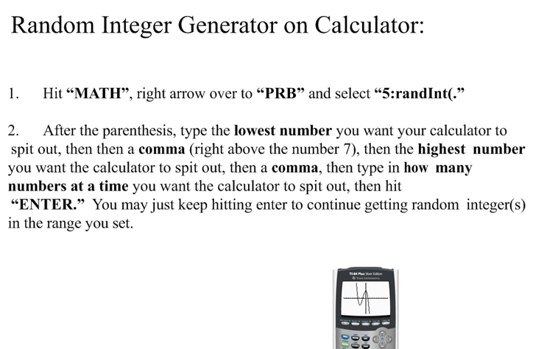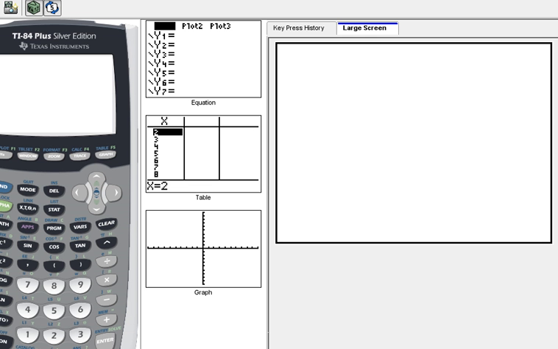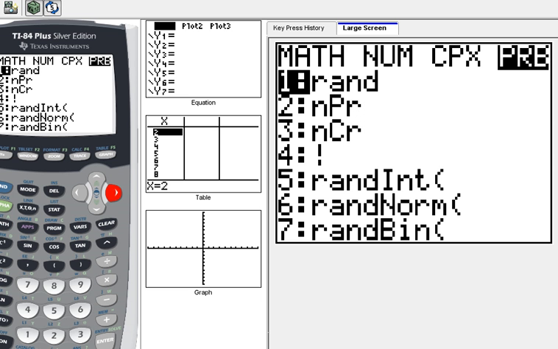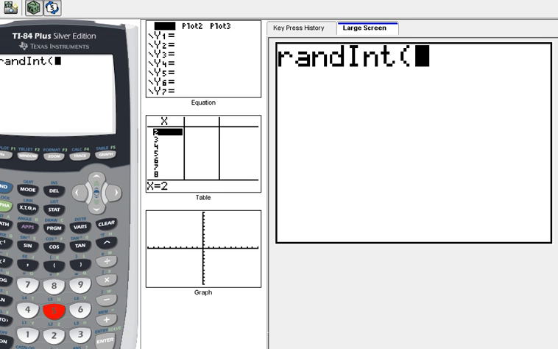So here's how on your calculator you would want to do random numbers. It says hit math, and then you go to PRB and random int, and then you type in your lowest number you want your calculator to spit out, and then a comma, and then your highest number, and then a comma and how many. So for the problem we did with the students in my class when I had to choose 3, I'm going to go to math, and I'm going to go over to PRB, random integer, so that's number 5. And remember, we had 13 kids, so I'm going to go 0 to 13.